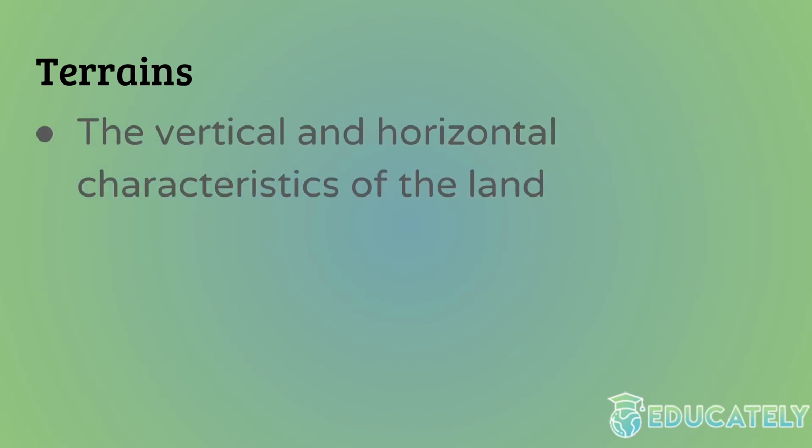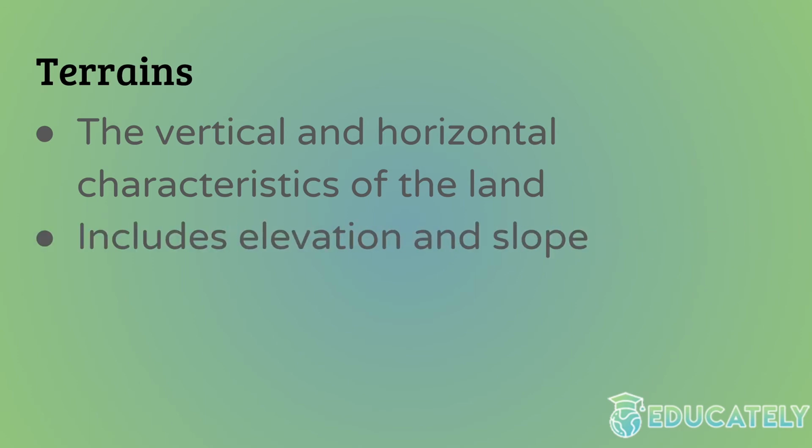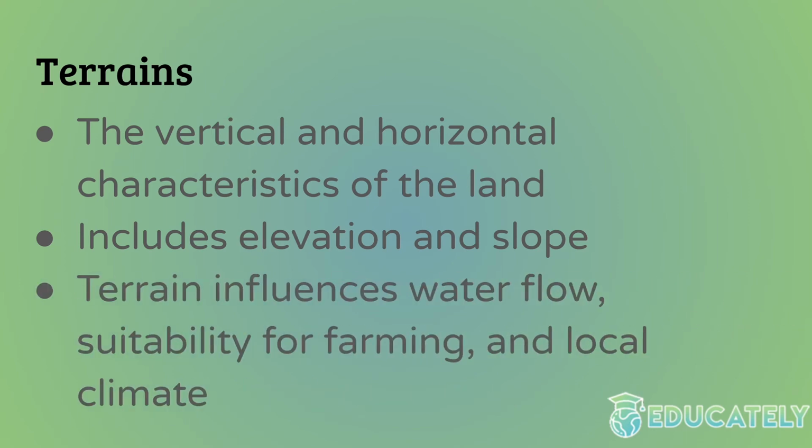Lastly, we have terrains. A terrain is like the vertical and horizontal characteristics of the land. So it's a bit hard to define in general terms, but basically it includes things like elevation and slope. Elevation is how much higher you are above sea level, for instance, and slope is how steep or how flat the surrounding land is. So it's the physical characteristics of the land based on vertical and horizontal traits. So why is terrain important?